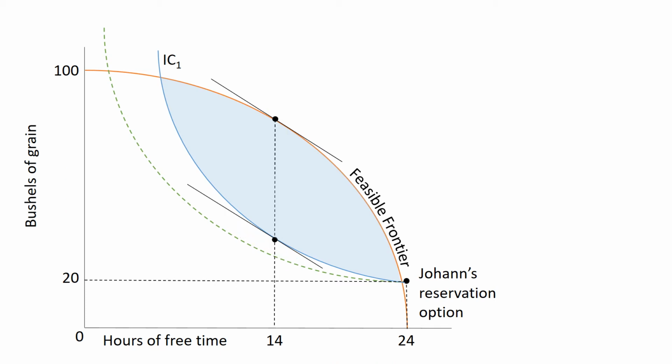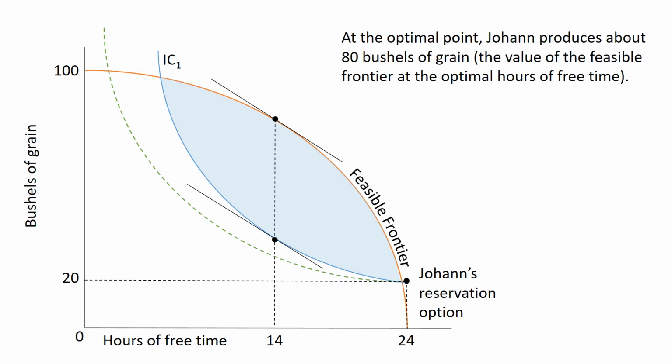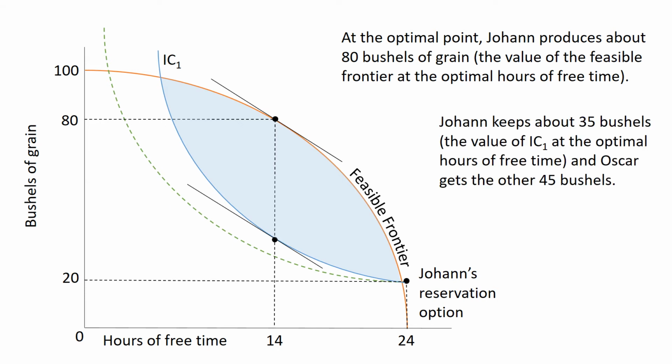When Johann works 10 hours and has 14 hours of free time, he's able to produce about 80 bushels of grain. That's the value of the feasible frontier at the optimal number of hours of free time. He keeps about 35 bushels, which is the value of the reservation indifference curve at the optimal hours of free time. And Oscar gets the remainder, which in this case is 45 bushels.